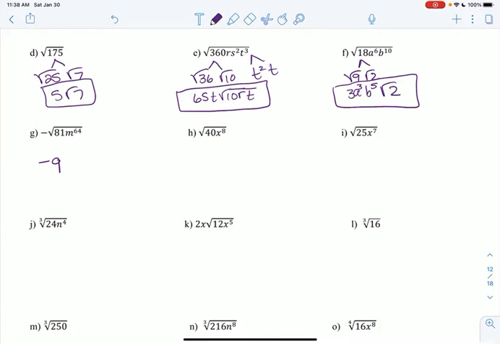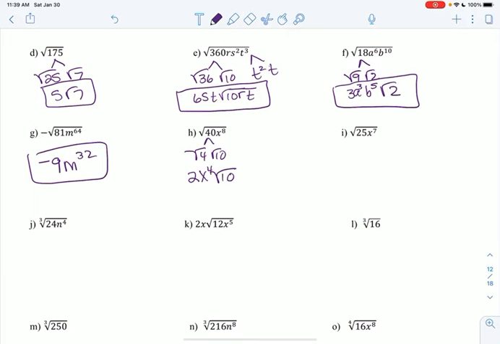M to the 64 is an even number. Perfect, so it's just m to the 32nd. All right, square root of 40, I got to break it down. Well, 4 times 10 is 40. 4 is the perfect square. That gets simplified to 2. The 10 will stay under the radical. X to the 8th is an even number, so I'm just going to pull out. It's going to get simplified to x to the 4th.